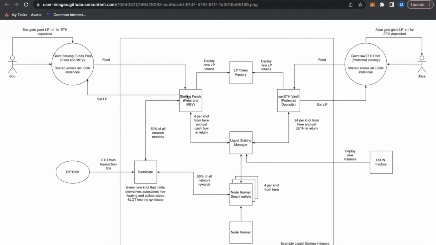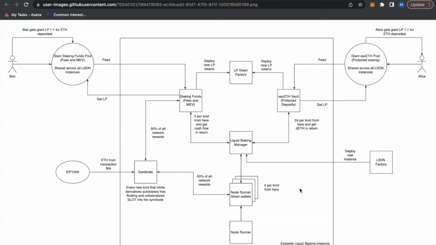So a user who is depositing into the fees and MEV pool will have the max barrier of 4 ethers per validator. If you have 32 ethers, then you will be able to spread it across multiple validators, but the limit for a single validator is 4 ethers, and the minimum is 0.01 ethers, same as the protected deposits pool.